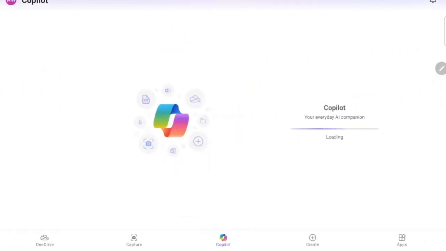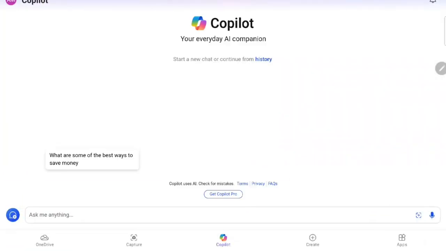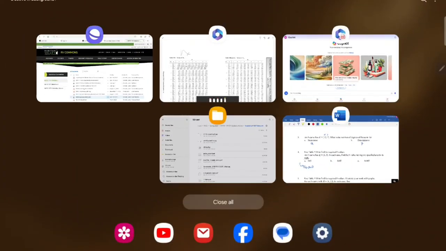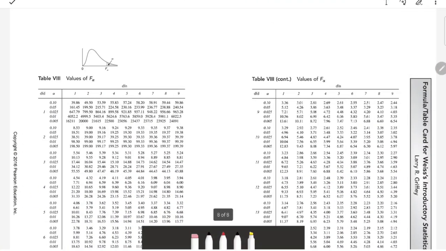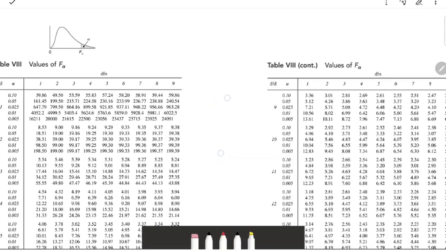Here's the table. Well, this is not quite the table, so let me go back. Here's the table. All right. So this is the F table. This is table 8 in the formula sheet. And our DF was 6, 3. So numerator was 6, right?